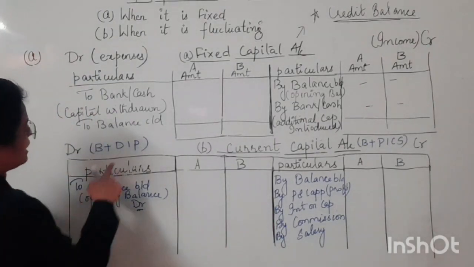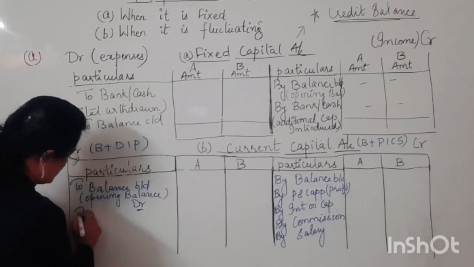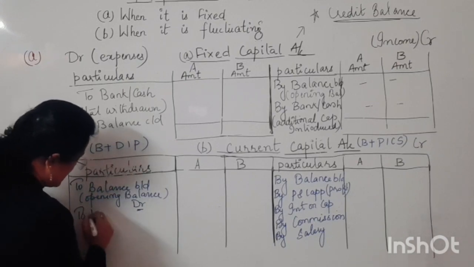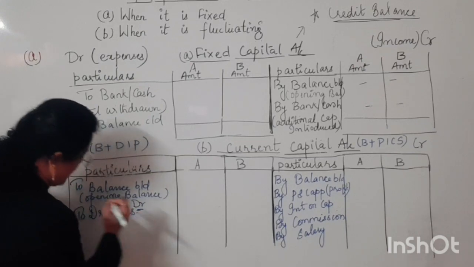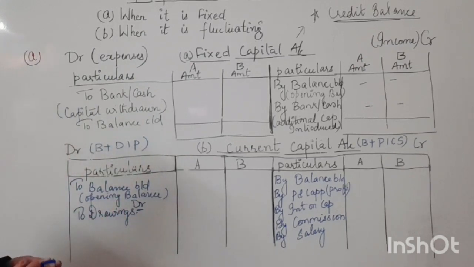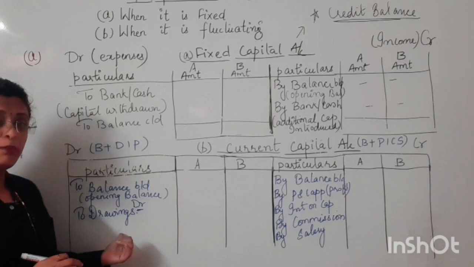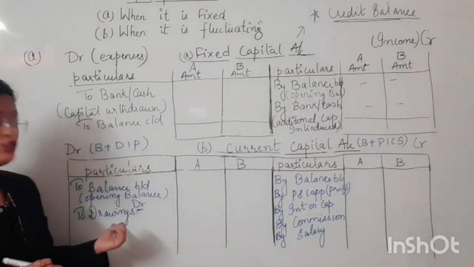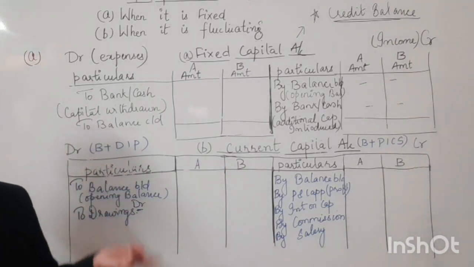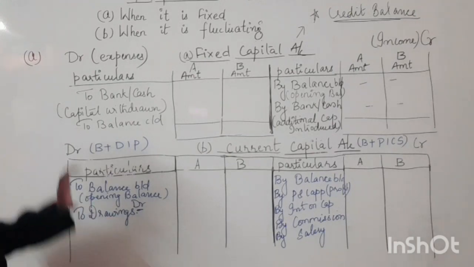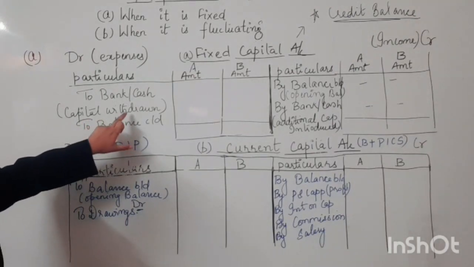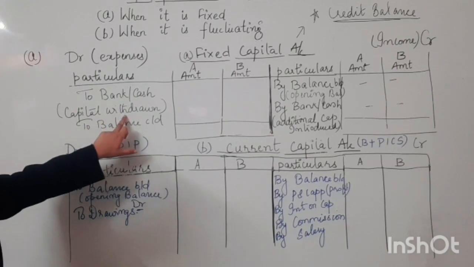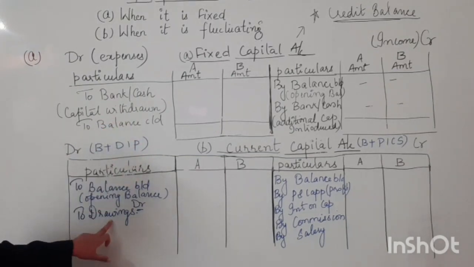Now the next thing, here D stands for what, children? In DIP, the D stands for drawings. What does the term drawings stand for here? This is if the partners are withdrawing an amount out of the profit. Okay children, now see, you can see it here. This is also drawings, am I right? This is actually drawings out of capital, and this drawings here stands for what? This is out of profit.